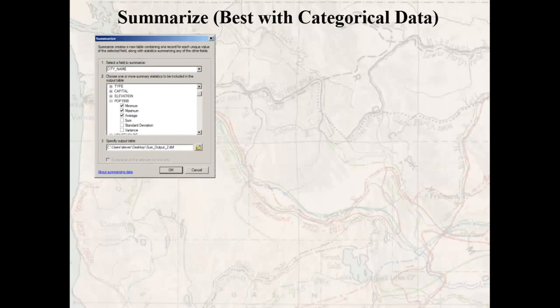Okay, so summarize. This one is best with categorical data, which would be nominal and ordinal data. In this case, an example, I have a data set of cities, and I'm looking at the field called city name. City name is going to be nominal, right? A name is, there's no numbers associated with the name. And I'm going to create a table that tells me about the population 1990 field that's inside of that table. I'm going to get the minimum, the maximum, and the average population in 1990.